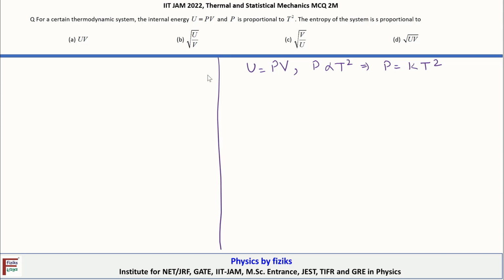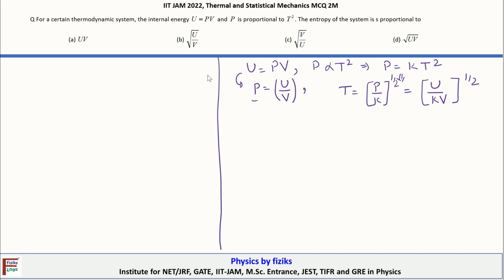Okay, so now the first condition implies that pressure is equal to U, the internal energy, divided by volume. And by making use of this definition, from the second condition, temperature is equal to the square root of P divided by K. So we will substitute P from here into this equation, so it becomes U by V, U by K, and V, to the power 1 by 2.